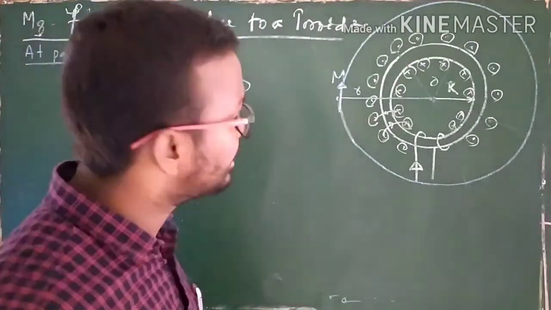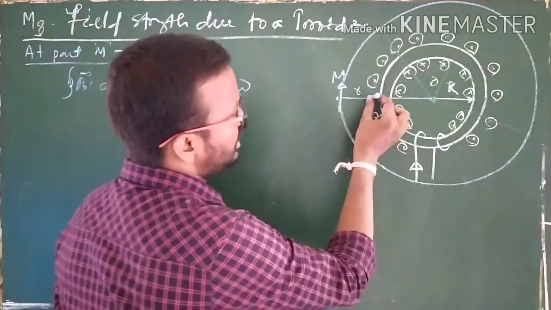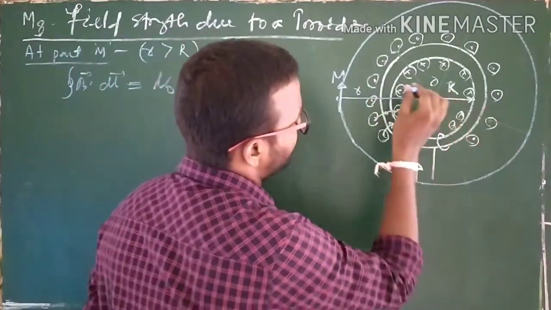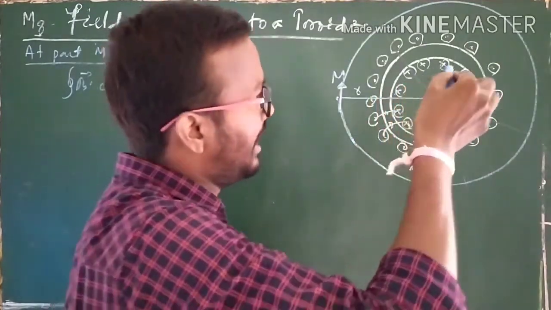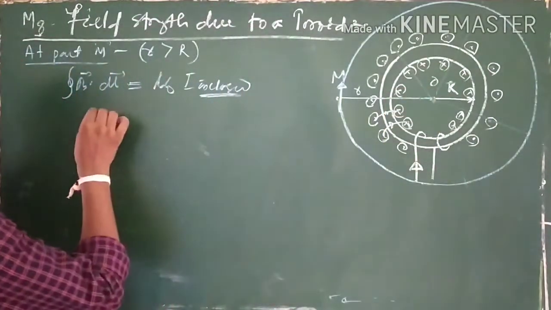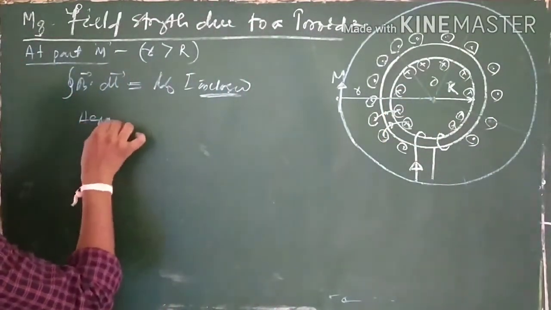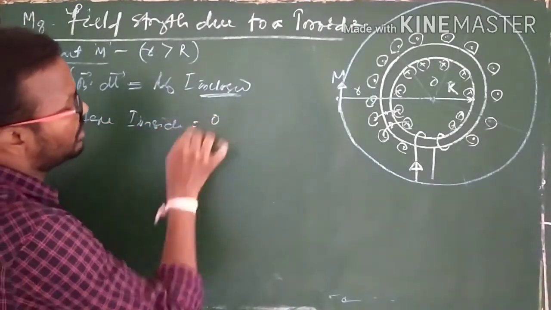Now we have to find I enclosed. I enclosed means the total current within the Amperian loop. Here there is current in the outward direction and current in the inward direction. That means the same amount of current is flowing outward and the same amount is flowing inward. So the net current, I inside or I enclosed, is equal to 0.